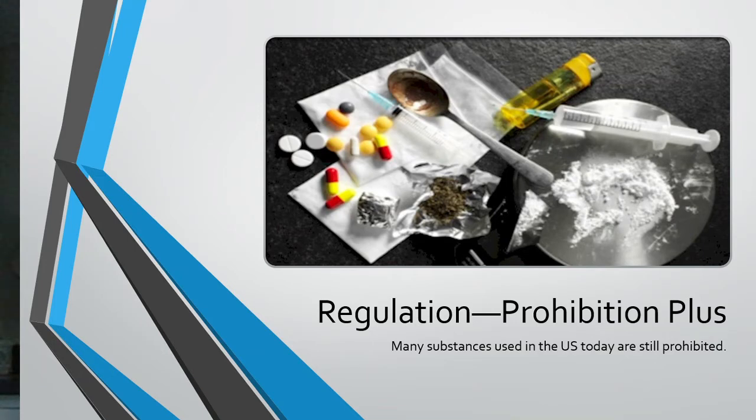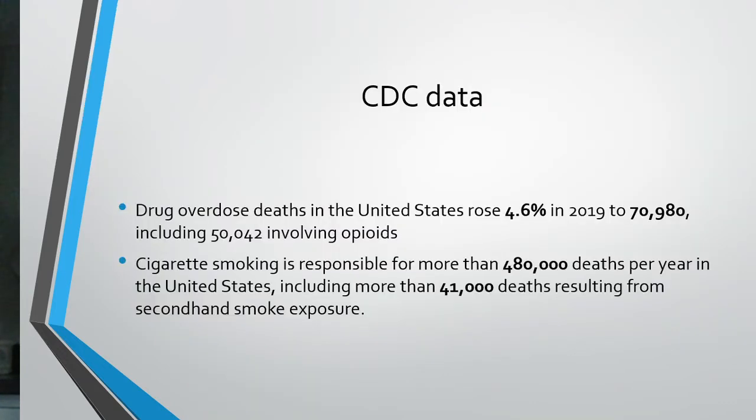Loosening the Grip talks about some general concepts, but primarily the focus is on alcohol, but regulation focuses on all kinds of things. And regulation is kind of prohibition plus today in the United States, because there are a lot of substances used in the U.S. that are still prohibited. And we're not allowed to use them under any circumstances.